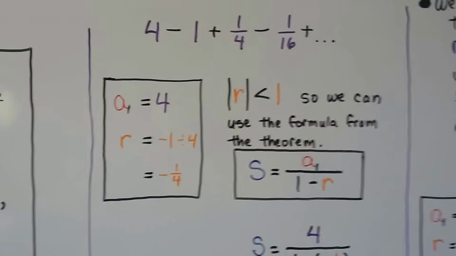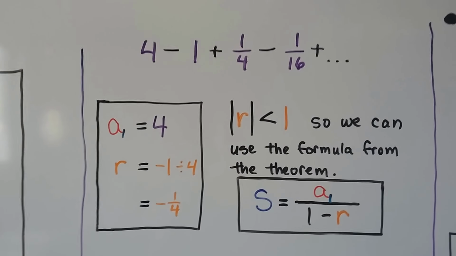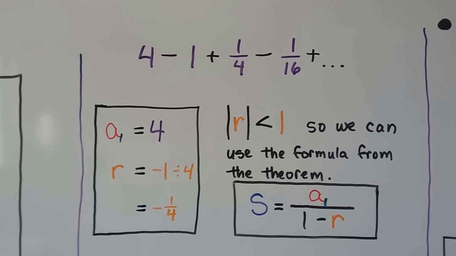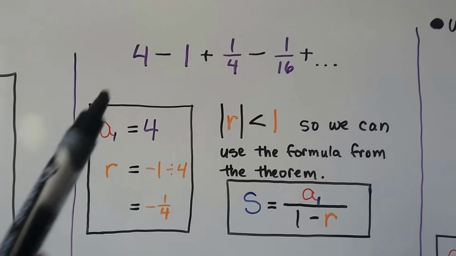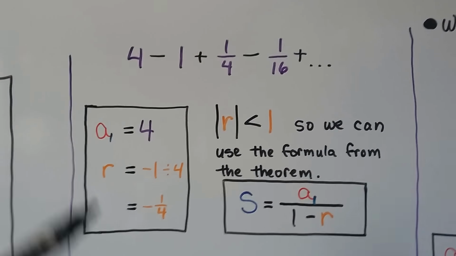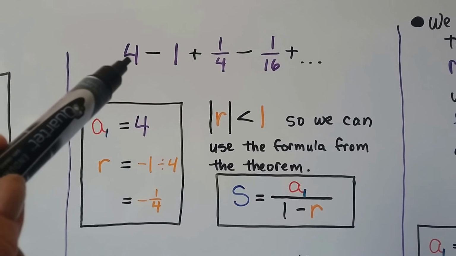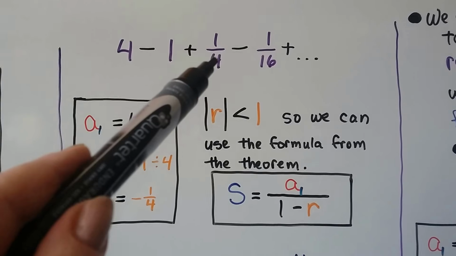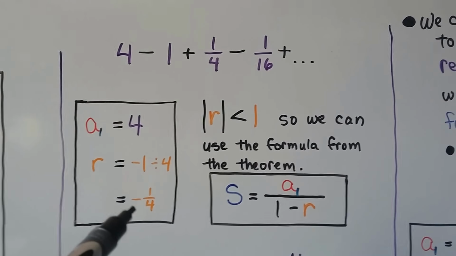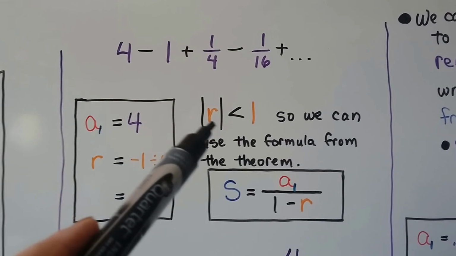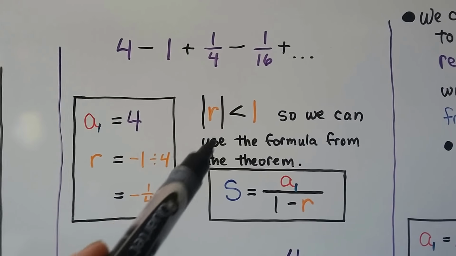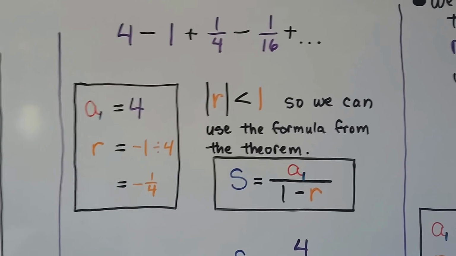Here we've got some alternating signs. We've got 4 minus 1 plus 1/4 minus 1/16. We want to add these up going on and on. A sub 1 is a 4. We find r by doing negative 1 divided by 4. We can check it with 1/4 divided by negative 1. We get a negative 1/4. And the absolute value of that is less than 1, so we can use that formula from the theorem.